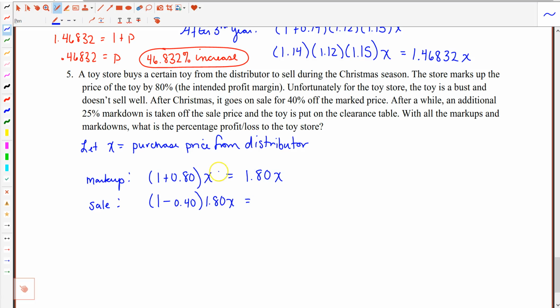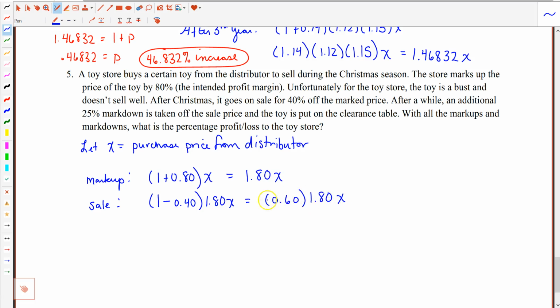Again, on this one, perhaps we don't want to actually do the multiplication, so I'm just going to clean up what's in the parentheses here. So 1 minus 0.4 is 0.6 or 0.60. If you wanted to leave all these zeros in so you can see these percentages, this 80 and this 40, you're welcome to, but really, I don't need these trailing zeros. So if I mark it for 40% off, I'm going to pay 60% of the 1.80x. At this point, this represents the sale price of the toy.